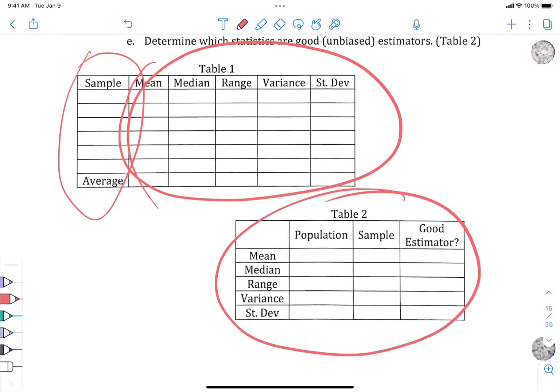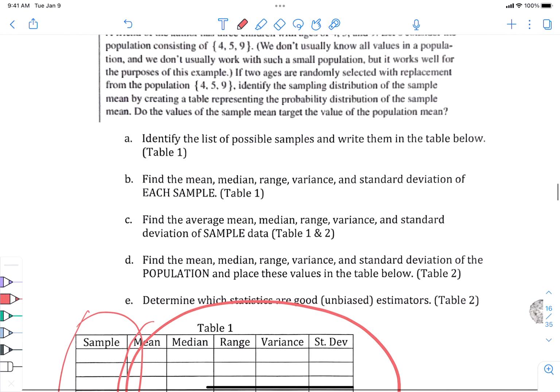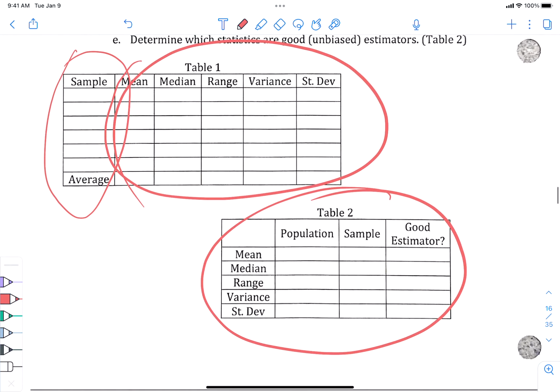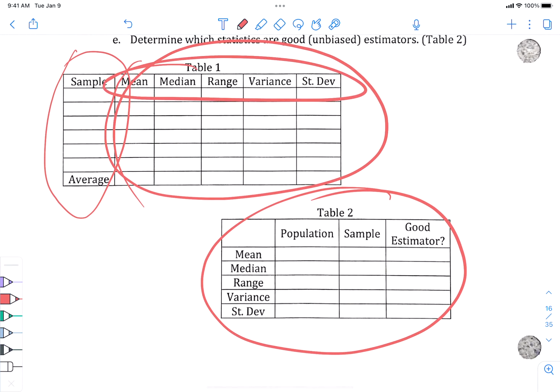To make this not a ton of work, our whole population is only going to be 3 numbers, right? In the broad scale of things, your population would be millions and millions of people. But to make this something we can do in 1 or 2 days, they've only made your population 3 numbers, okay? And looking at those 3 numbers is going to be enough for me to compare these things with the population, and we're going to see which ones fit.